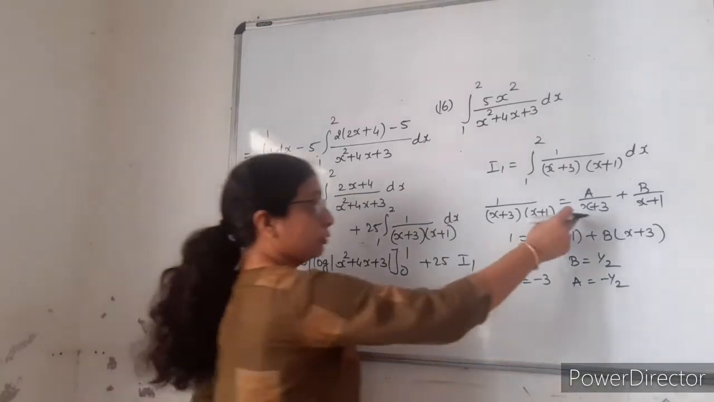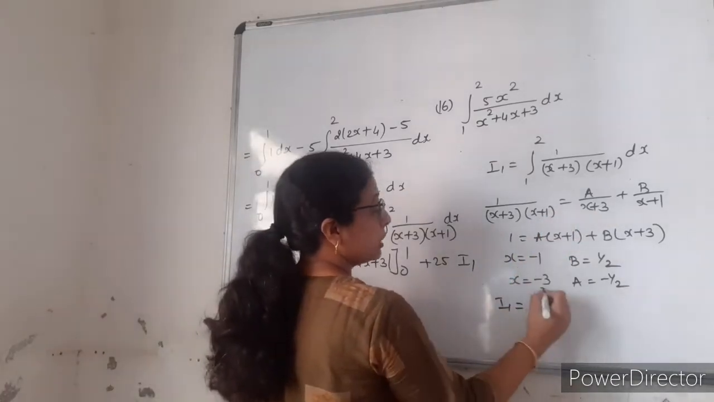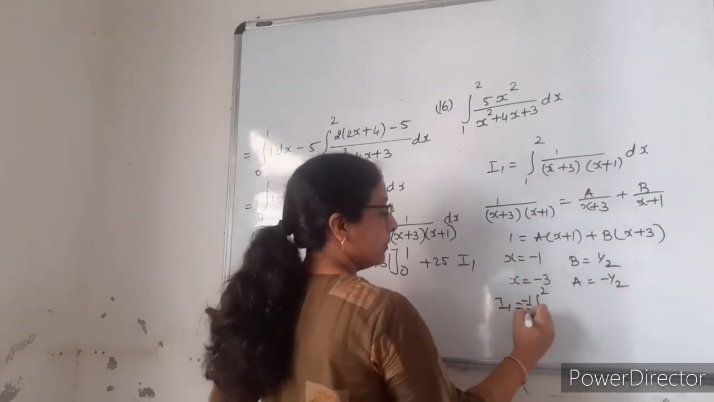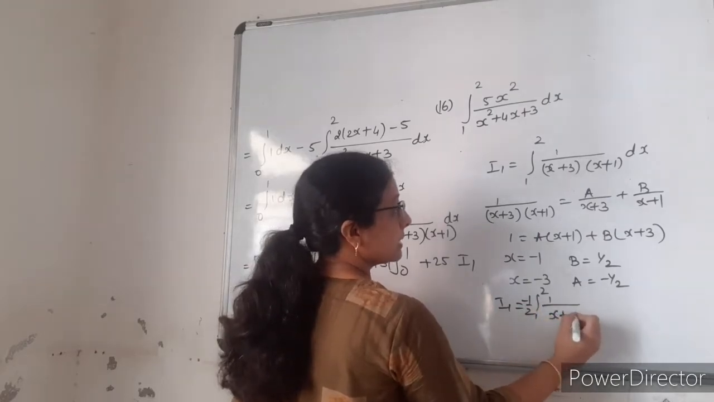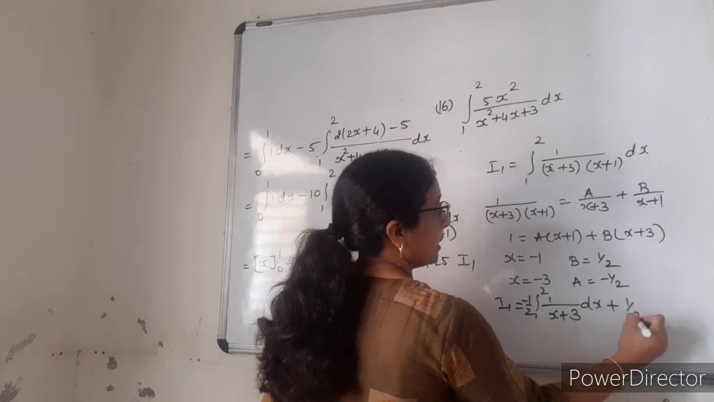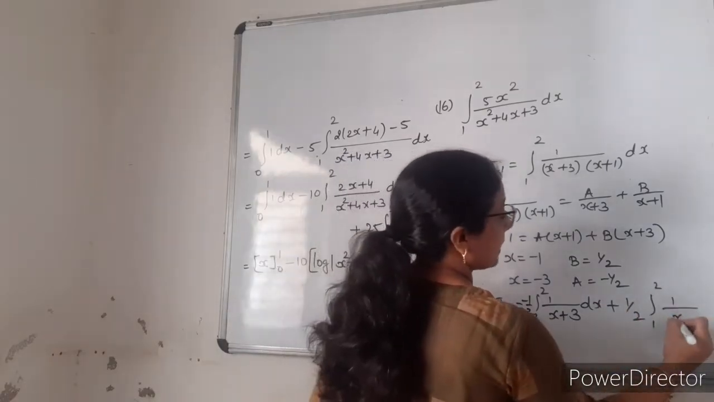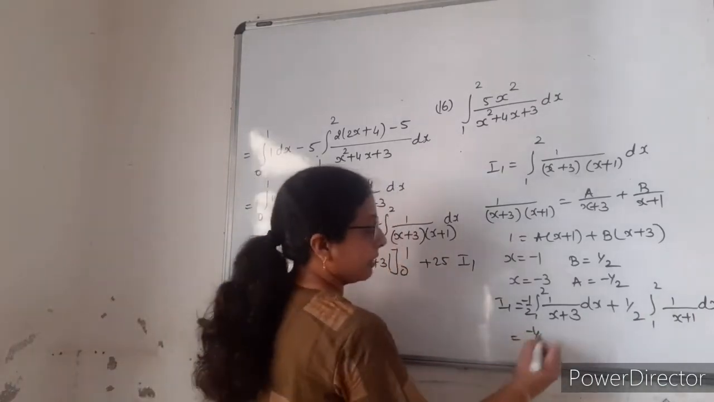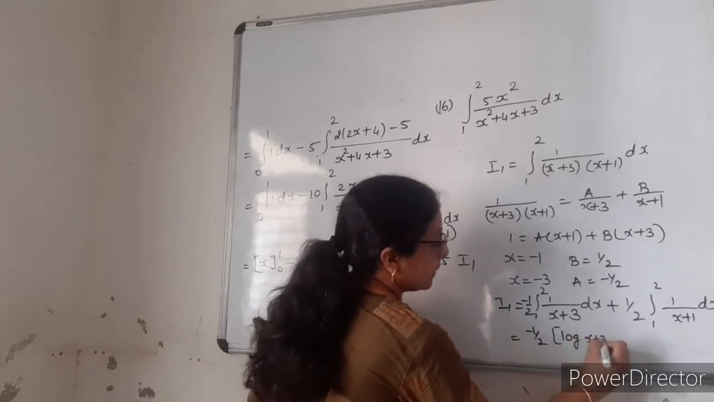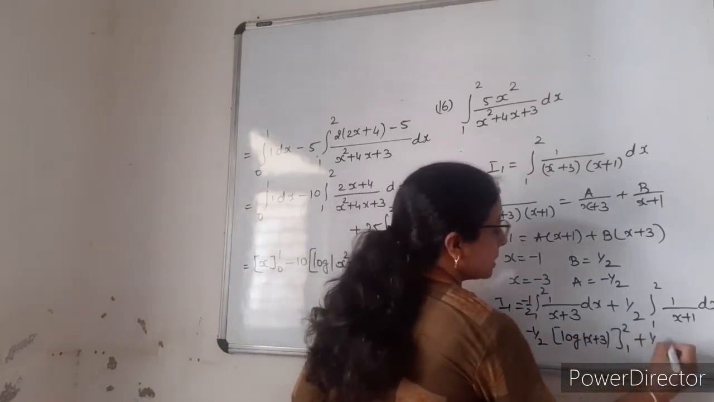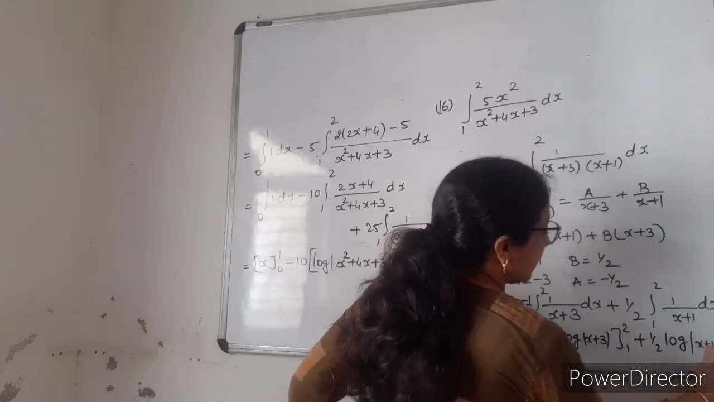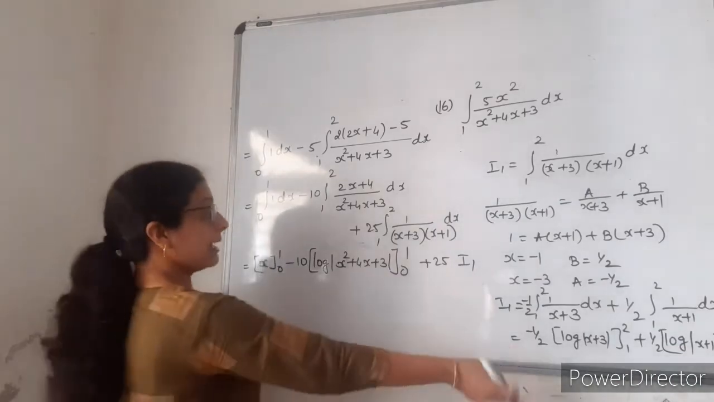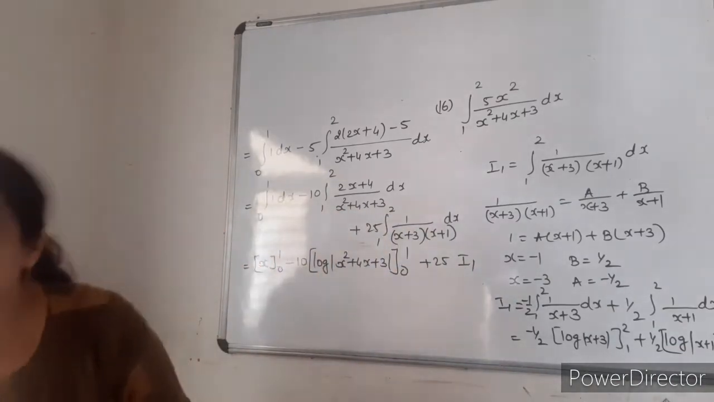Now we'll write this value. I1 is 1 to 2, integration of this a, a is -1 by 2, 1 upon x plus 3 dx, plus 1 by 2 integration 1 to 2, 1 upon x plus 1 dx. Right? That is equal to -1 by 2 log mod x plus 3 plus 1 by 2 log mod x plus 1, limit 1 to 2. Right? Okay. Now we'll write this value and then apply the whole limit.